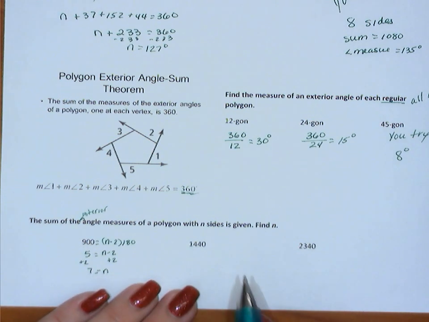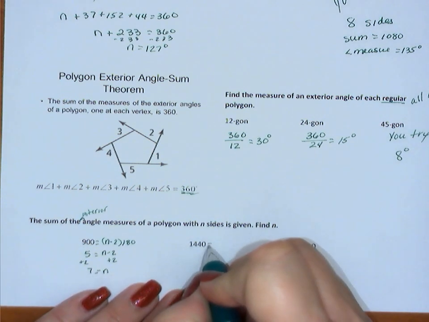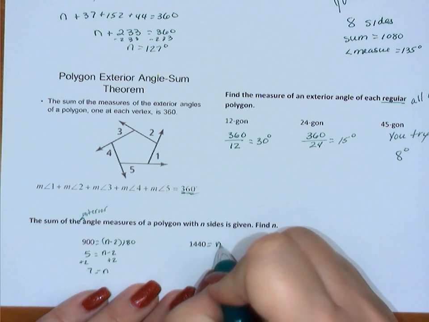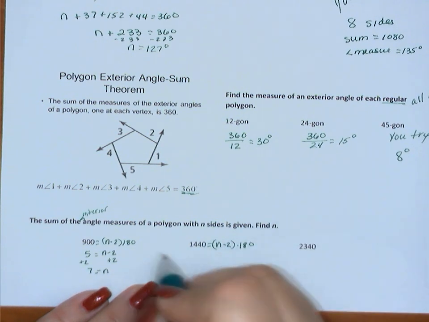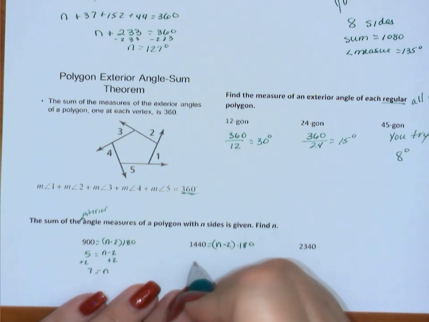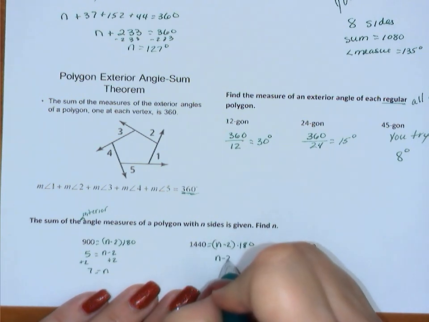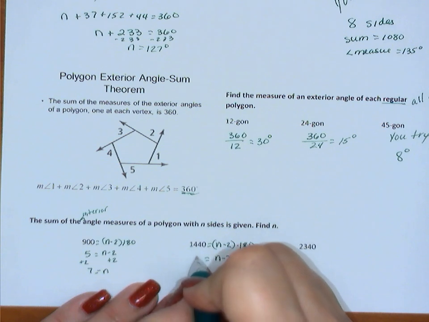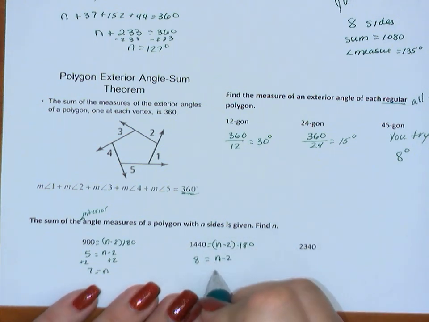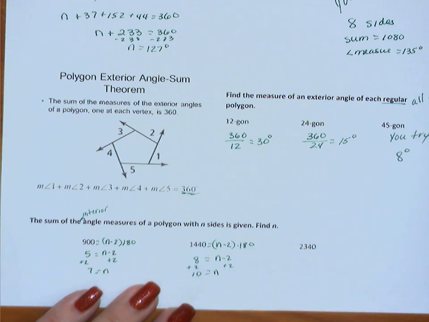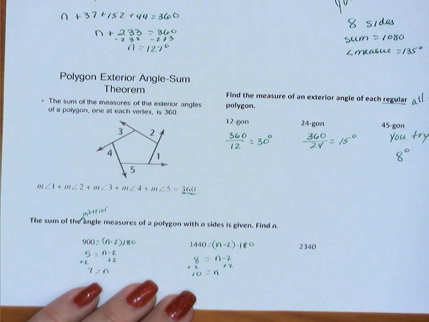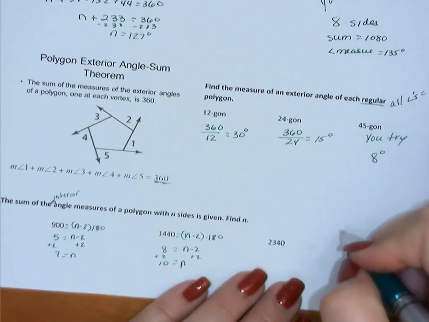So 1,440, again, the sum is equal to n minus 2 times 180. To solve for this, the first step, I'm going to divide by 180. That's going to give me n minus 2 equals 8. Then I'm going to add 2 to both sides. That's going to give me n equals 10. Okay? Now you give the last one a try.